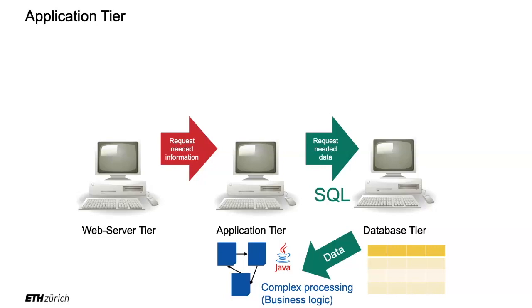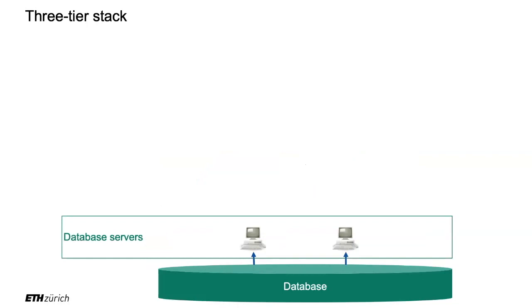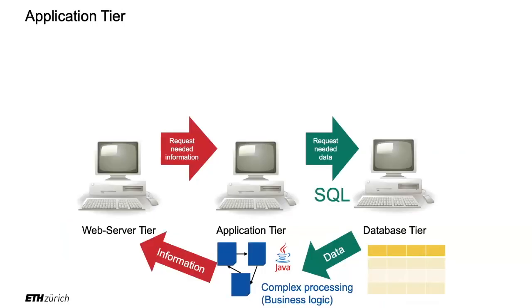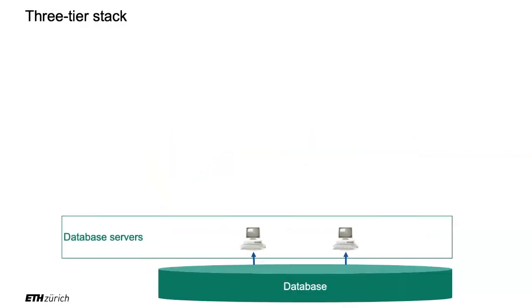So you're going to take the relational table and format it nicely as a list of products with the picture on the left and the price and the discount and so on. And then you're going to send back this information to the web server, sending back HTML, right? So the application tier in the middle is the one that has all of the complex code that takes the relational data and turns it into HTML, okay?